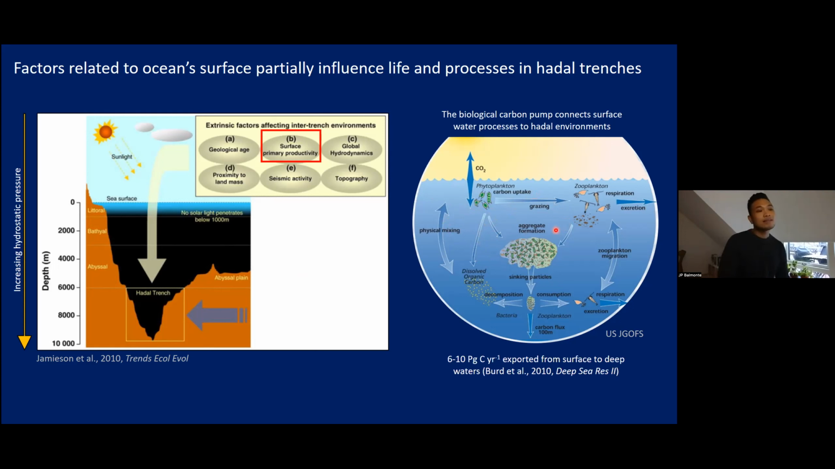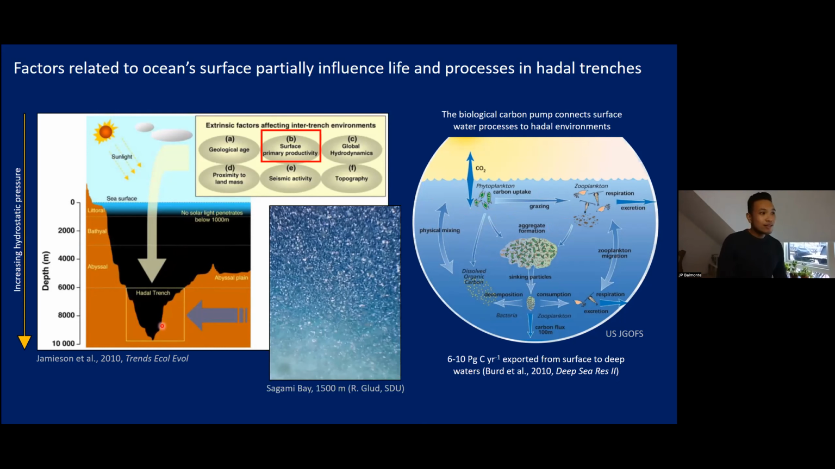But essentially, this process can export out of the upper water column quite a bit of carbon, which means that there's possibly quite a bit of carbon that can make its way all the way down to the deep sea, as well as Hadal trenches. And just to see how much carbon 6 to 10 petagrams of carbon per year may look like, here is very dense marine snow in Sagami Bay. This is off the coast of Japan at about 1,500 meters. And you can see all of these are marine snow. So in highly productive waters, particularly in coastal waters, we can have very high amounts of marine snow being exported.